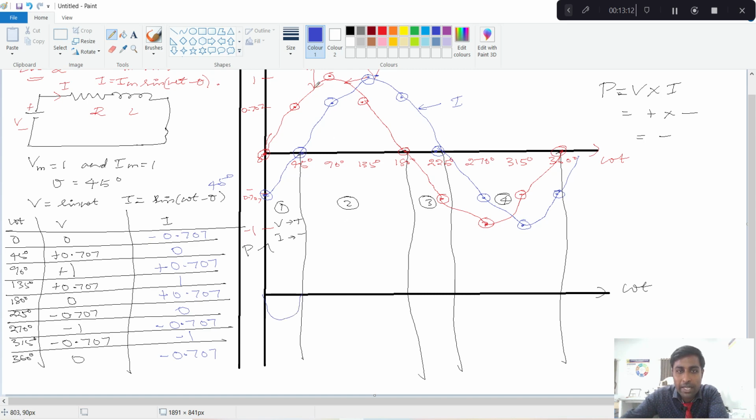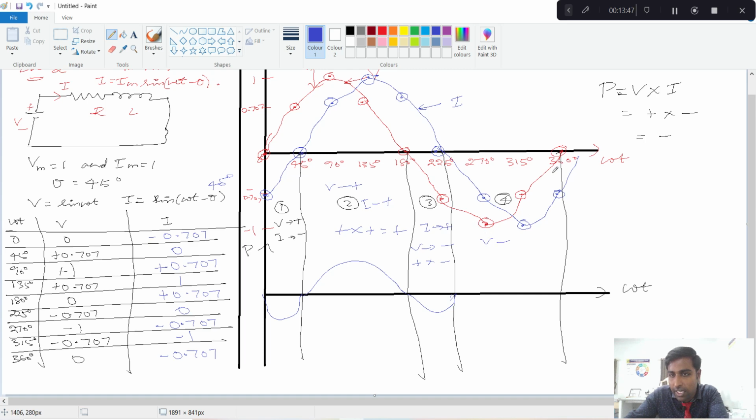And you take this part, your V is positive as well as I is positive. So plus into plus will give you obviously plus. So you will get a plus curve. And you take this part, between these two, your I is positive, V is negative. So if you multiply plus into minus, then it will obviously be minus.